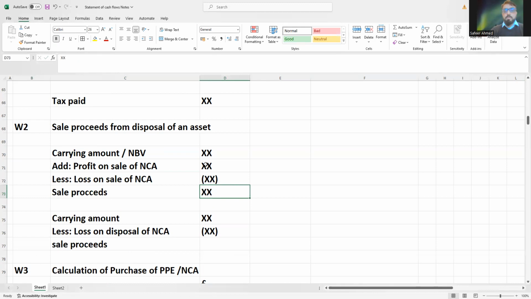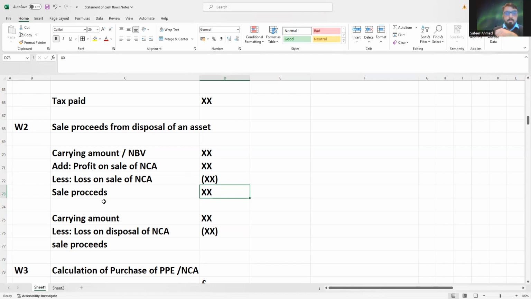sale proceeds. So if profit, you will be adding it, which means that we must have received more than the carrying amount, more than the net book value. Or we will be deducting the loss, which means that we must have received less money than the book value. So that's why we'll be deducting that. So that gives you sale proceeds. So that's your working 2.